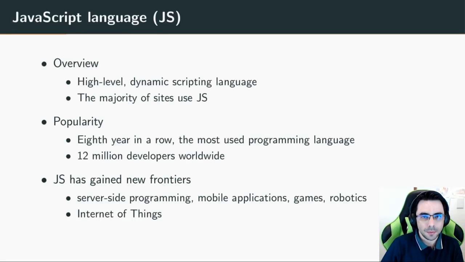JavaScript is a highly dynamic script programming language that has become one of the essential programming languages among developers. According to Stack Overflow, for 8 years in a row, JavaScript has maintained its place as the most commonly used programming language, with an estimated community of 12 million developers worldwide. Initially, JS was designed for the web, and the vast majority of sites use JavaScript. But JS has been applied in other contexts such as server-side programming, mobile applications, games, and Internet of Things.